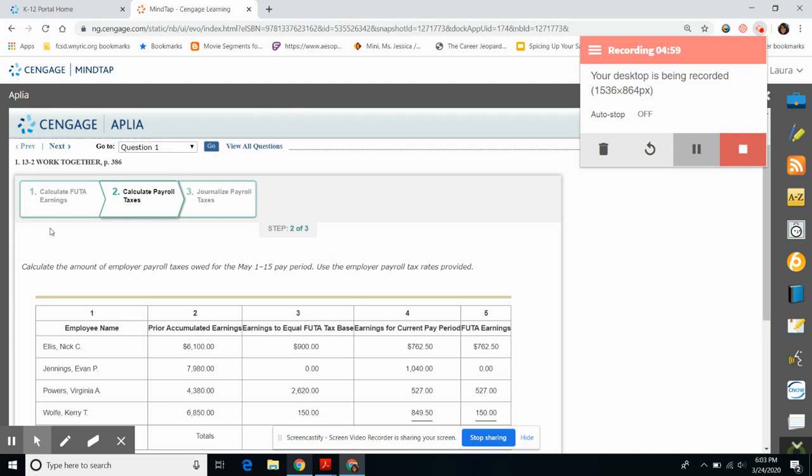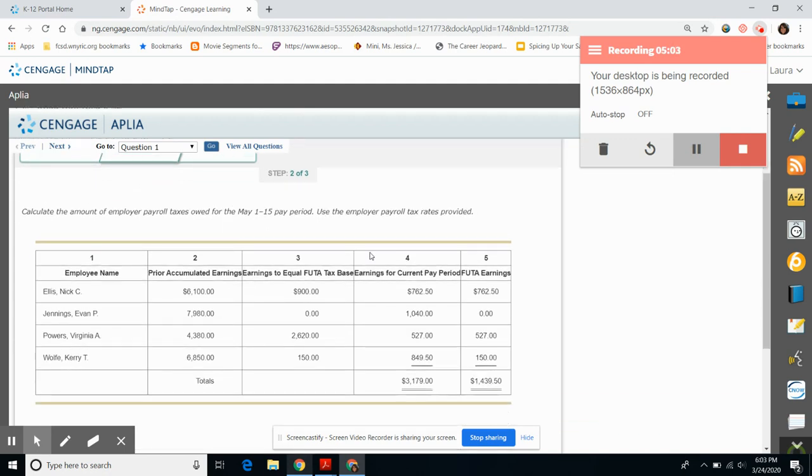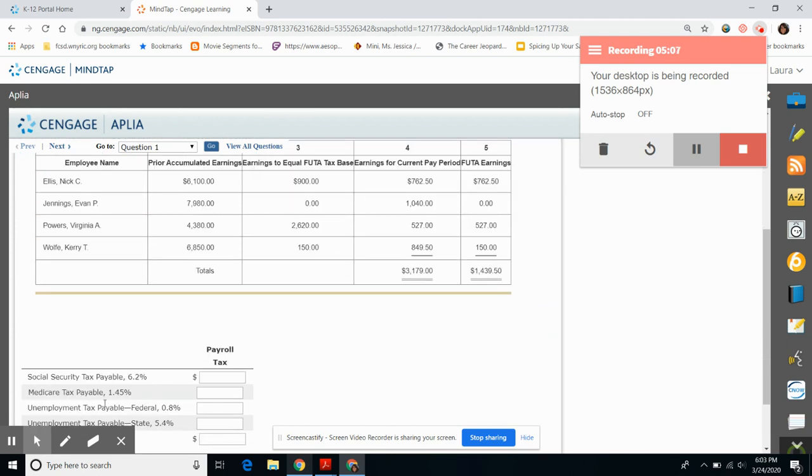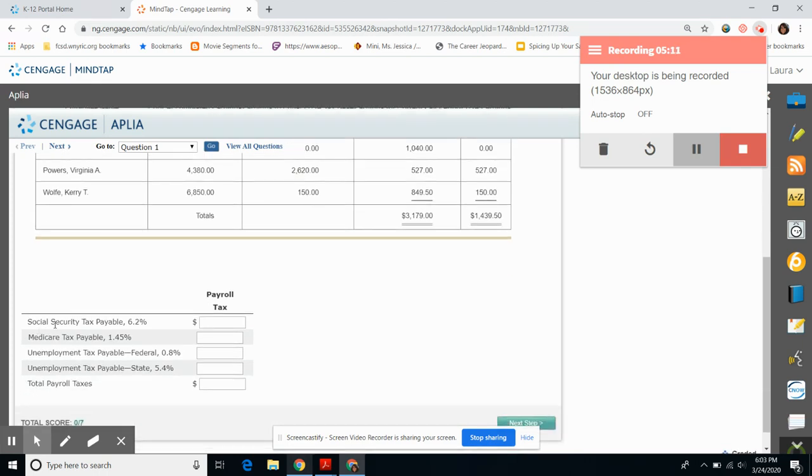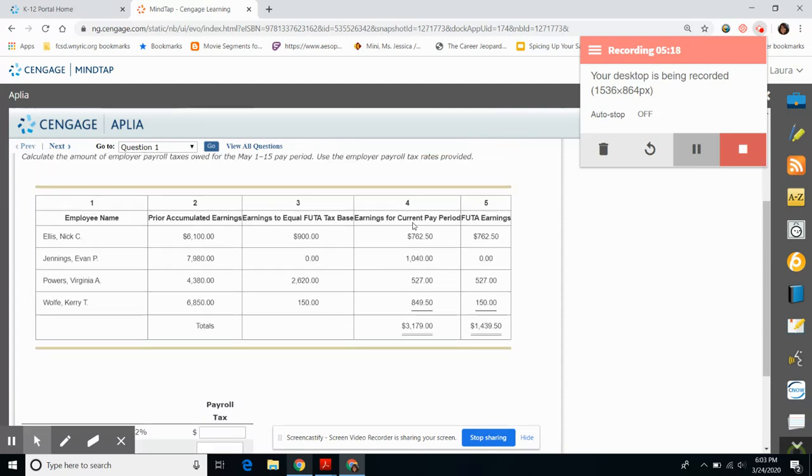So now we're on the second part of the 13-2 where it says calculate the payroll taxes, and this is the chart we had previously filled out. So down below now we've got to calculate the payroll taxes. The first two, Social Security tax and the Medicare tax, we already know these percentages. That is going to be based on the current earnings.